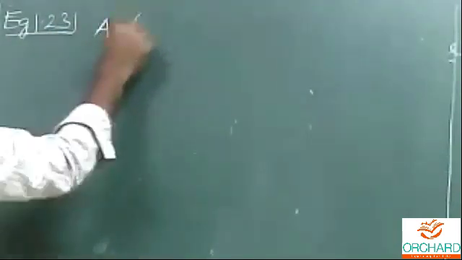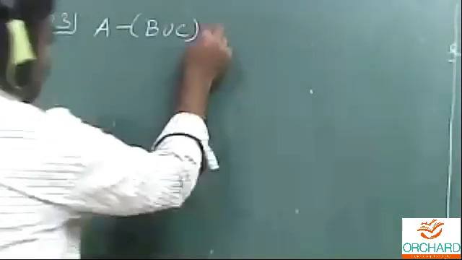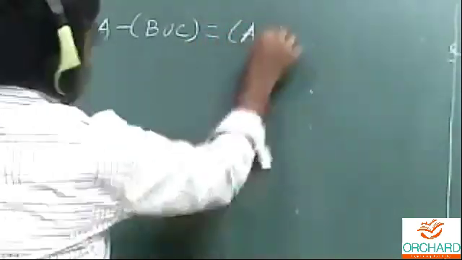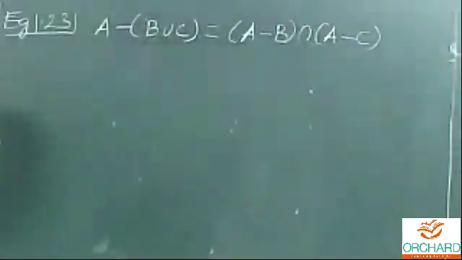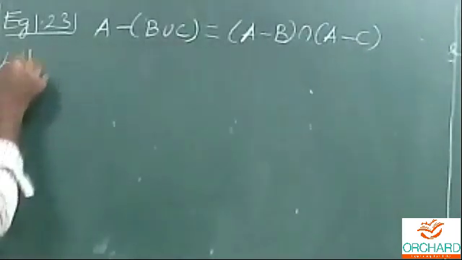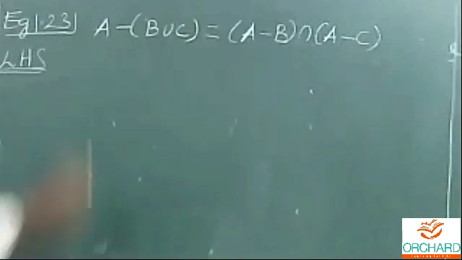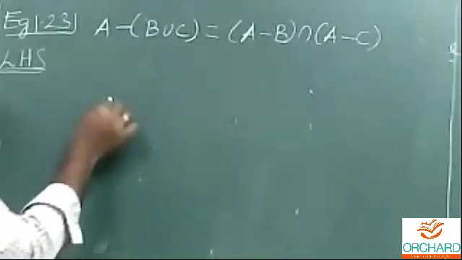A difference (B union C) is equal to (A difference B) intersection (A difference C). First we'll do the left hand side and next we'll move on to the right hand side. Left hand side, we have three diagrams: first A, next B union C, next A difference (B union C). First I'll draw the diagram for the left hand side.